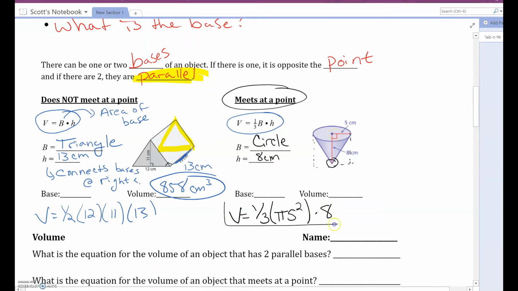Okay, this is what I would like to see. We'll be doing things in boxes here later. You can multiply this stuff together and then divide by 3, or you can multiply by 1/3. It means the exact same thing. So you can use your pi button. 5 squared times 8 would give you 209.4 centimeters cubed.